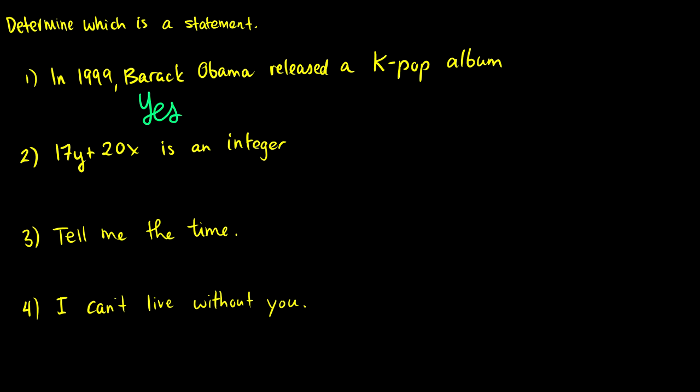Question 2. 17y plus 20x is an integer. Is this a statement? The answer is no. It's not a statement because y and x are variables. So this is of the form p of x, y, while this first is of the form p. And these variables here, it is not a statement if it has a variable in it. So number 2 is usually what tricks people up.